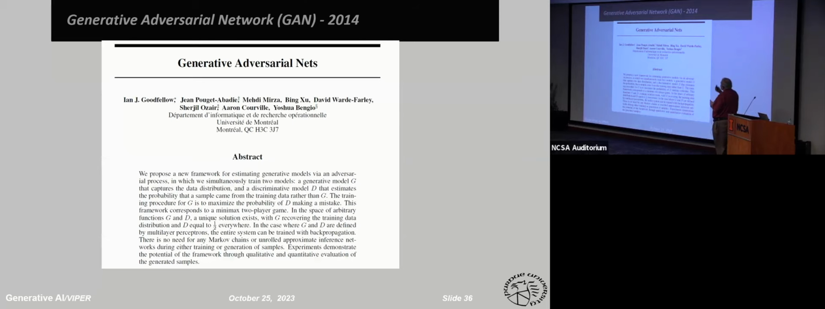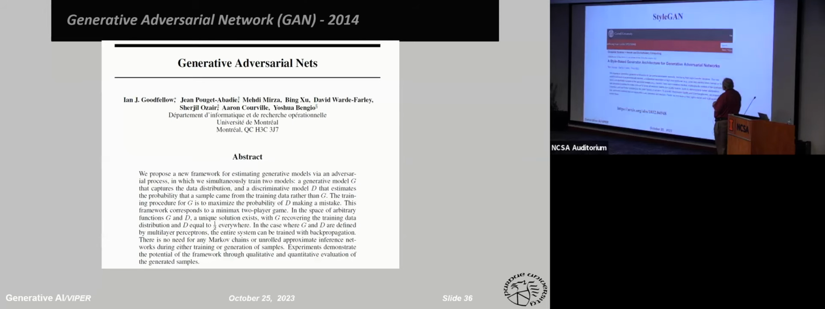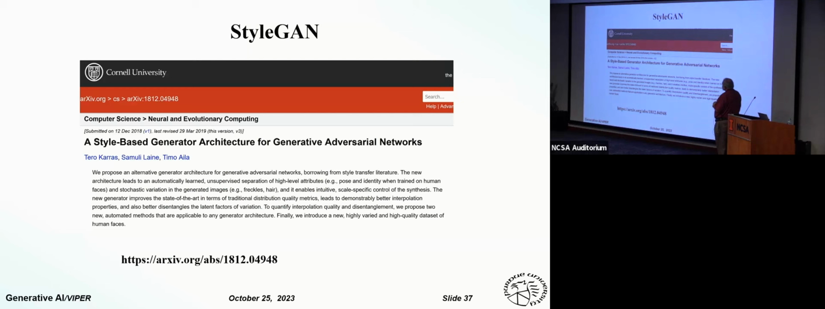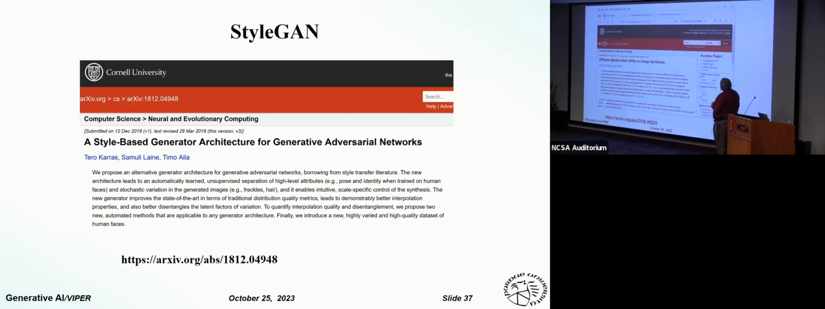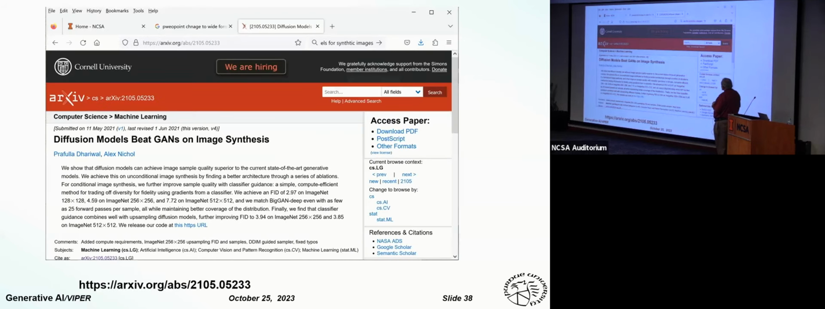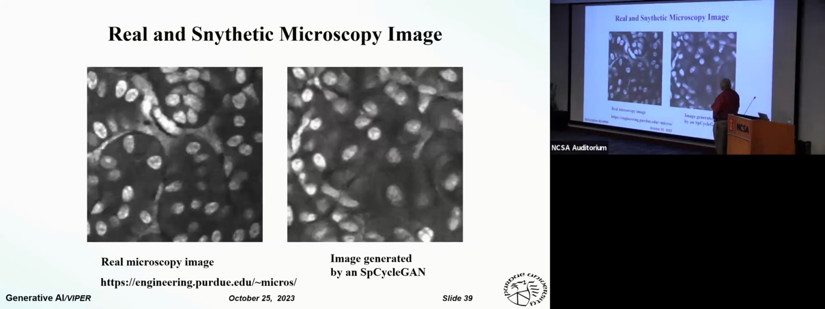I'm not going to say anything. Here's one of the first papers on GANs. Here's something on this first StyleGAN paper, and then this idea of looking at diffusion models. And again, I'm not going to go over this because a lot of other people have talked about it. Here's an interesting thing, something we've worked on.